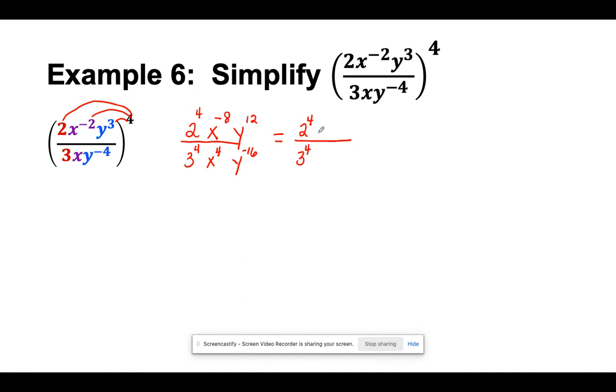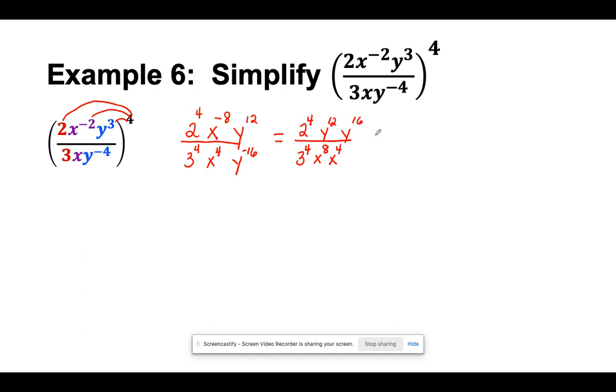This x to the negative 8, though, I need to move it. I move it, and now it's happy, so it's not got the negative sign. X to the positive 4th was already positive, so I don't need to move that. The y to the 12th that was up here in the numerator, it's positive 12, so I don't move it. But this y to the negative 16 needs to be moved.